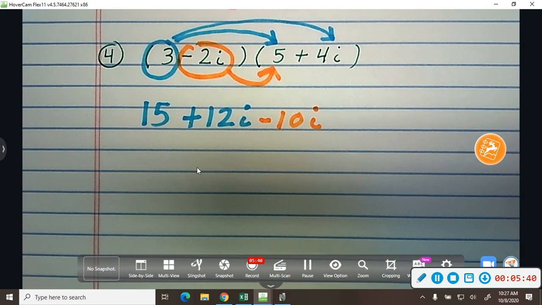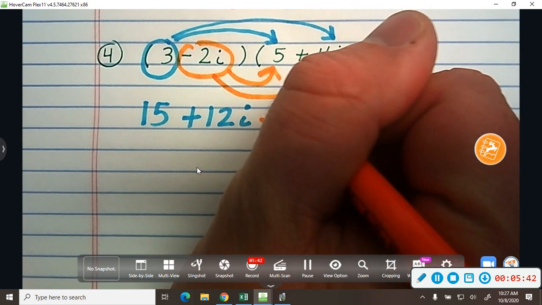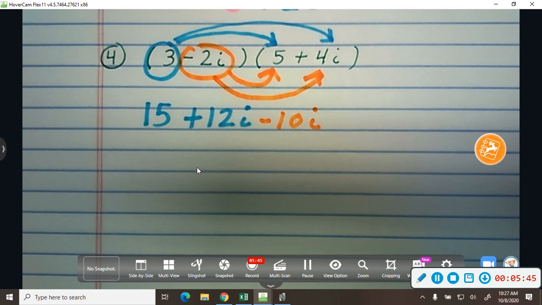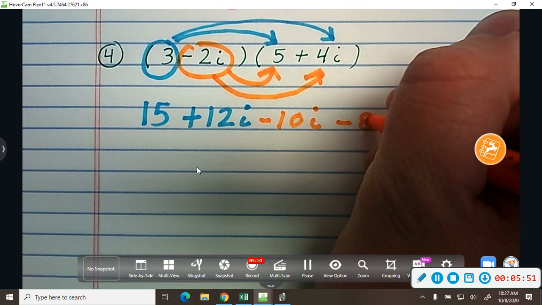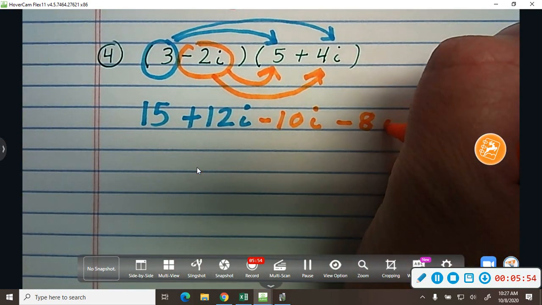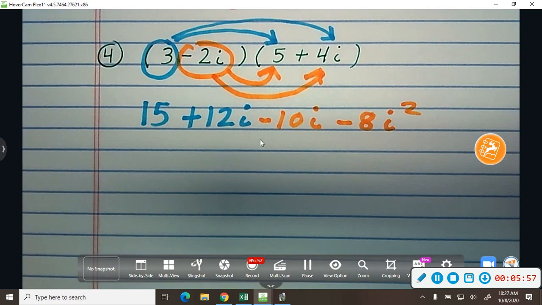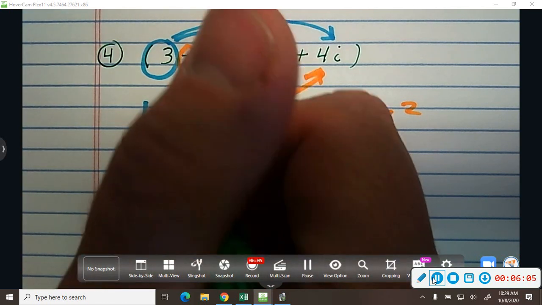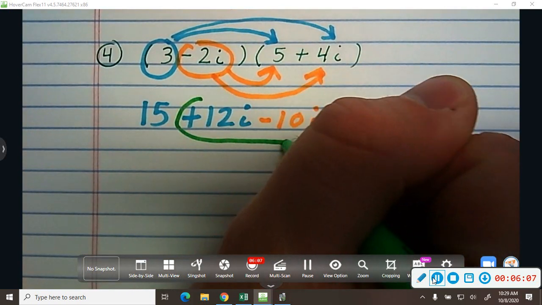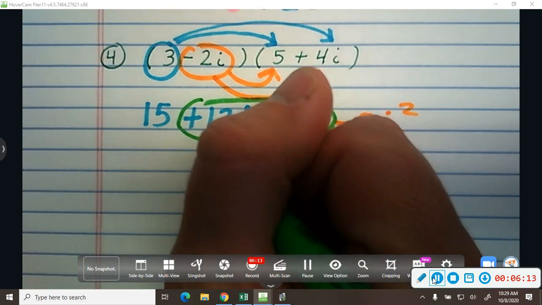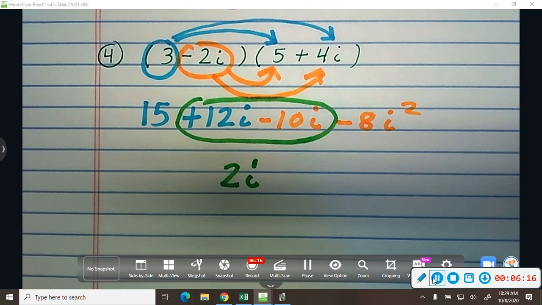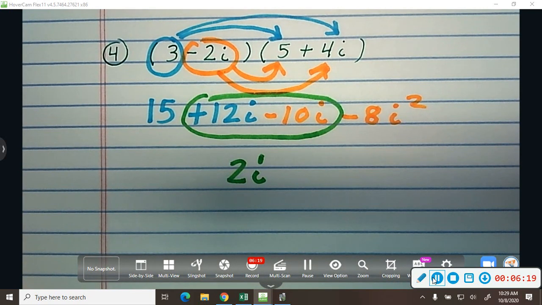And then you distribute the orange to the second term. So negative 2 times 4 is negative 8. And i times i is i squared. So from here, I combine like terms. I see that these are like terms. And 12i minus 10i is 2i. Then I'll pull down my 15.